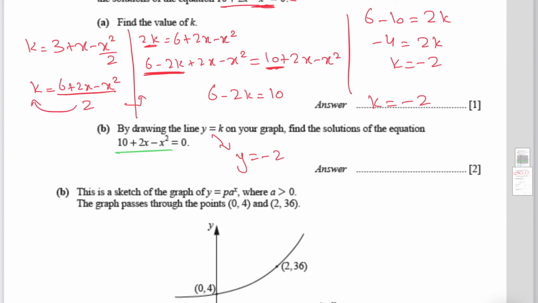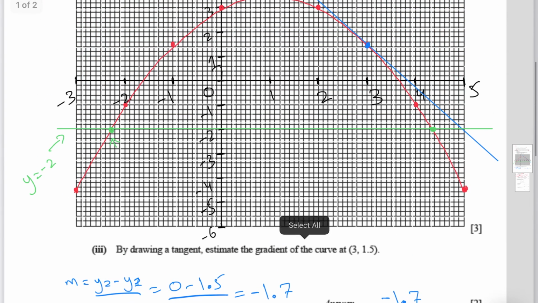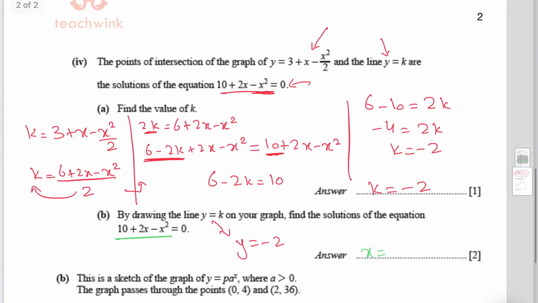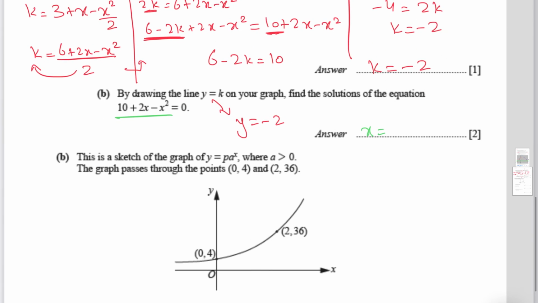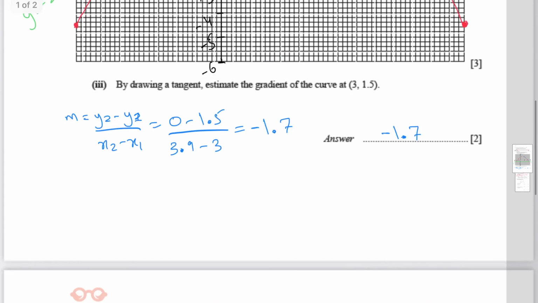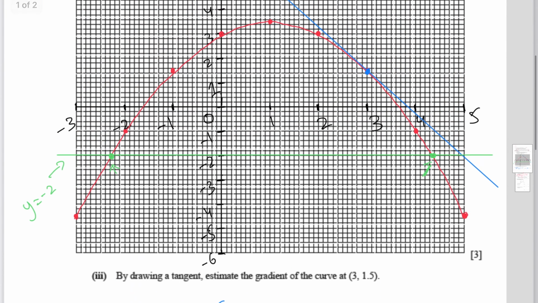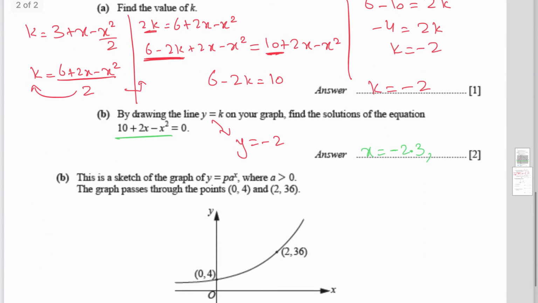So the solutions would be in the form of x. The first solution is negative 2.3, and the second value, this one right here, is 1, 2, 3, 4, so the next one is 4.3. So these are the two solutions of the equation 10 plus 2x minus x squared equal to 0.